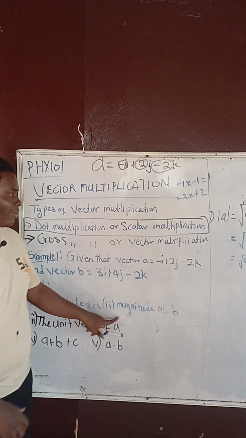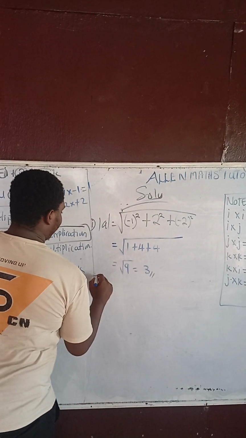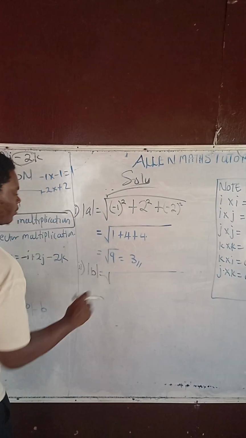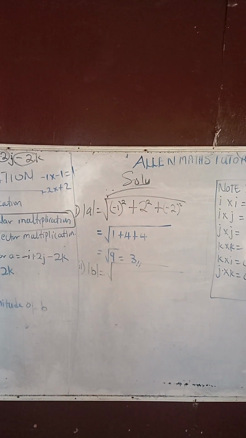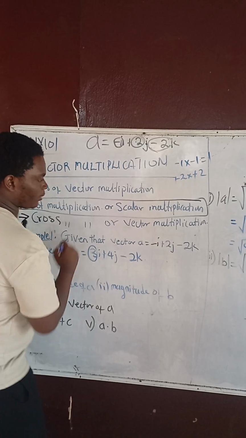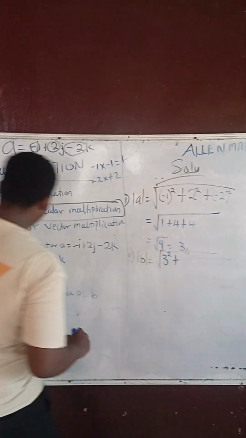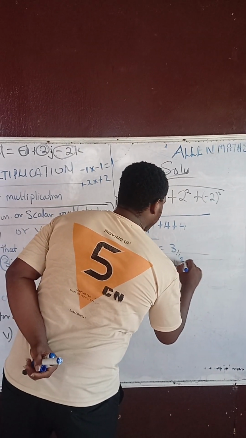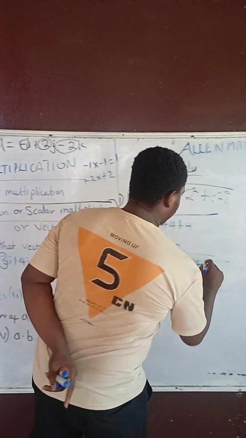Let's go to the second question. Magnitude of B. The same method. Two, magnitude of B. So you draw your square root sign. Don't mind me. Draw your square root sign. Where's B? This vector B. You come and pick over here 3 square plus j. What is the coefficient? 4. 4 square. Yeah, minus 2 square.